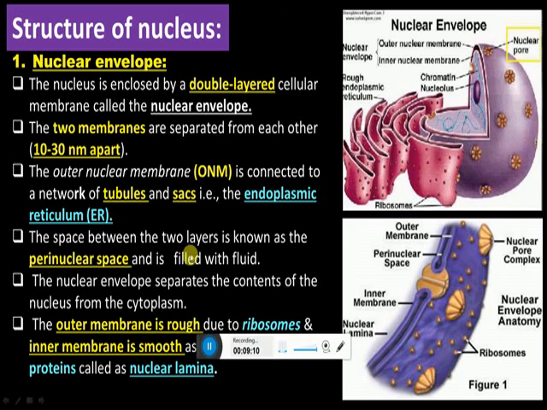The space between the two layers is known as the perinuclear space. It is a fluid-filled space. The nuclear envelope separates the content of the nucleus from the cytoplasm. The outer membrane is rough, as we have already seen, due to ribosomes. The inner membrane is smooth as it is connected with the fibrous protein called the nuclear lamina. So this is the first point, the nuclear envelope.